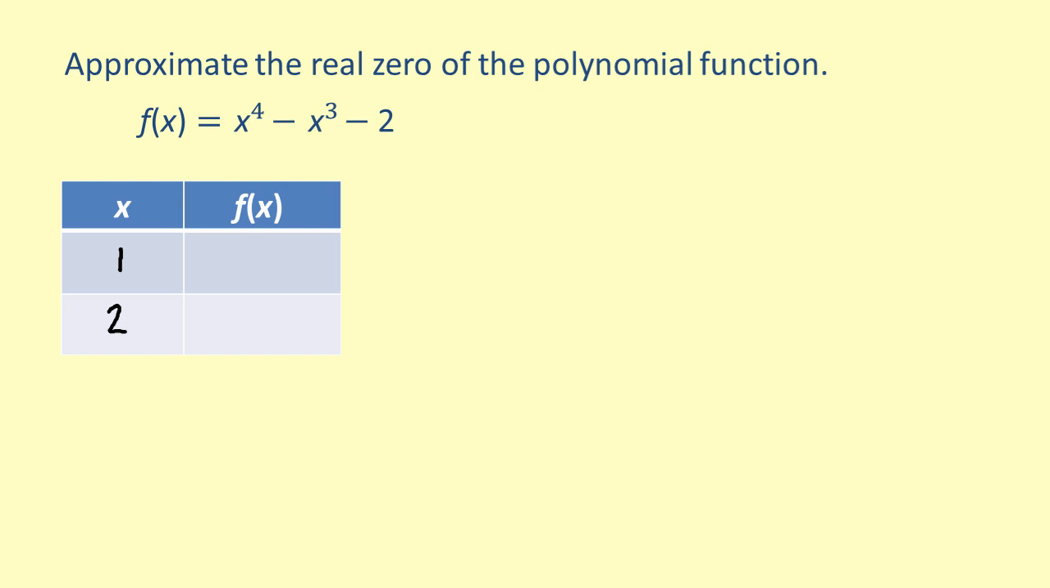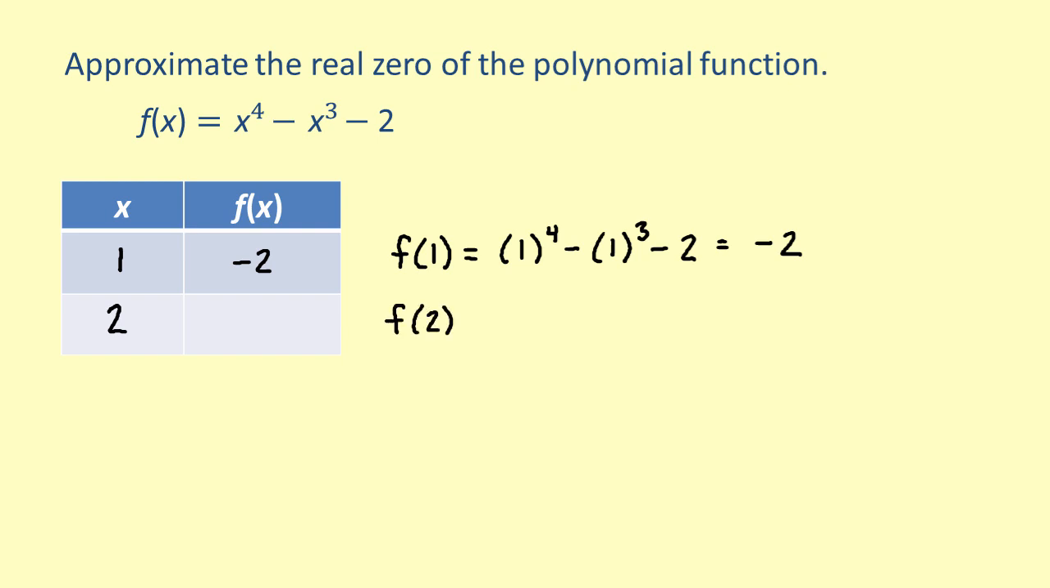We know this because if we substitute the value 1 for x in the function, we get f of 1 equals 1 to the fourth minus 1 cubed minus 2, which equals negative 2. Similarly, if we substitute the value 2 for x in the function, we get f of 2 equals 2 to the fourth minus 2 cubed minus 2, which equals 6.